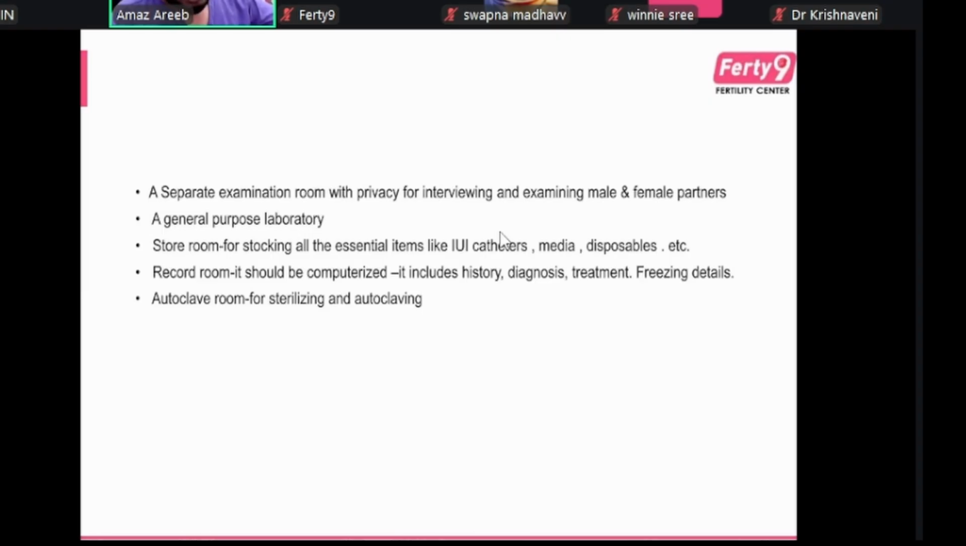The record room should also be automated and computerized. That includes history, diagnosis, treatment, and freezing details if you are doing any. And the autoclave room for sterilizing and autoclaving, and the CSSD register is mandatory over there.